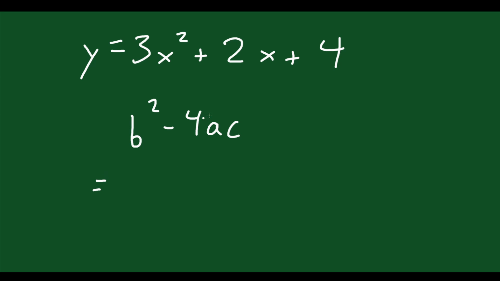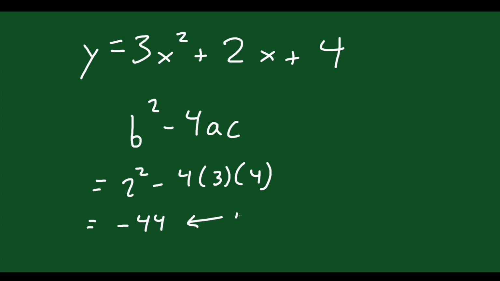So you just write that out, b squared minus 4ac. And you plug in your values, right? So 2 is b, 3 is a, 4 is c. So I'll have 2 squared minus 4 times 3 times 4, just like that. 2 squared is 4. 4 times 4 is 16, times 3 is 48. 4 minus 48 is negative 44. That's a negative answer. Therefore, we have no real roots, right? There's no x-intercepts for this function.